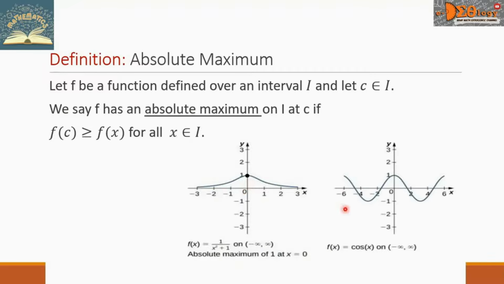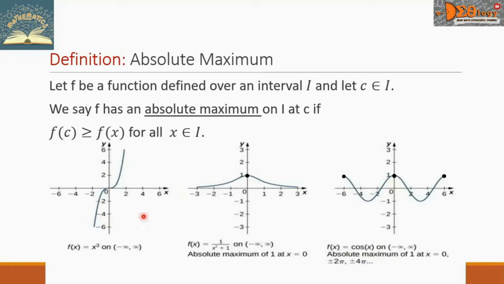Here is the second graph. The function is f of x equals cosine x on the interval negative infinity to positive infinity. We say that there is an absolute maximum of 1 at x equals 0, plus or minus 2 pi, plus or minus 4 pi, and so on. These are the points corresponding to absolute maximum. These are the highest points of the graph.